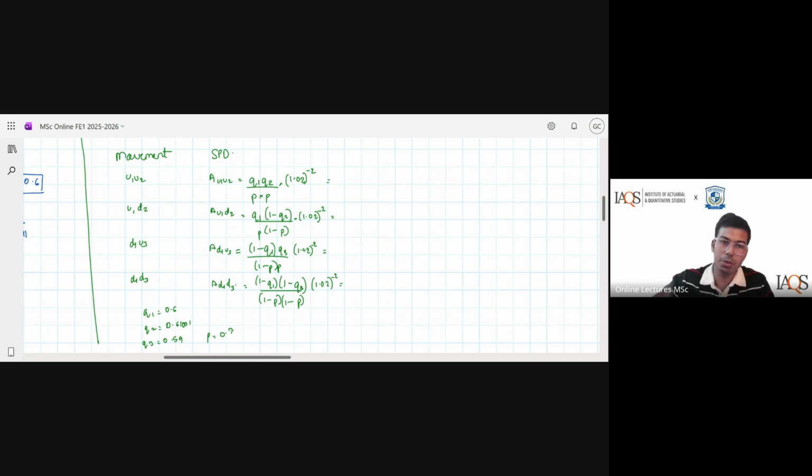So this is how you do the state price deflator approach. Determine the movement, calculate the state price deflator. Now we'll see how we calculate the values.